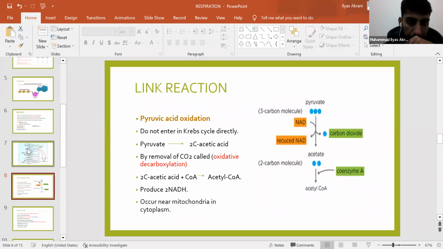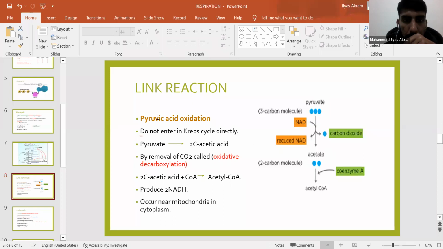The next step after glycolysis is the link reaction. Link reaction always occurs in the cytoplasm but near to the mitochondria. This is also called pyruvic acid oxidation. This means the oxygen molecule also acts on this pyruvate and will convert it into another molecule, acetate.